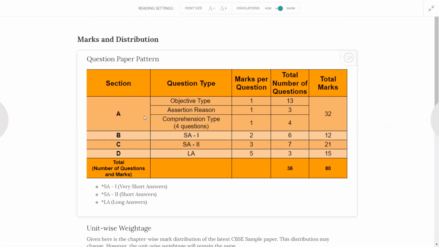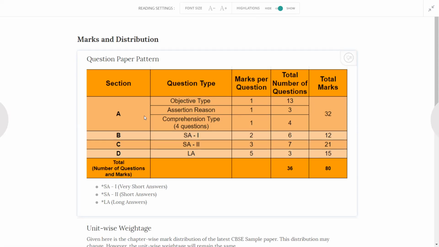Section A will be objective type. This year also the emphasis has been on objective type of questions. The objective type questions carry 32 marks. The total section A is for 32 marks, so the highest marks is for the objective section. Section A has 3 types of questions.